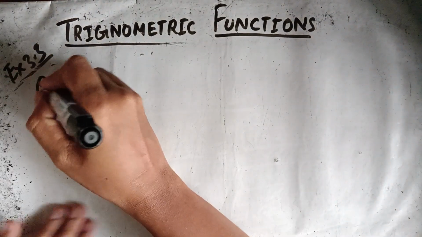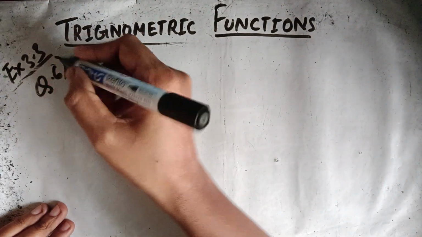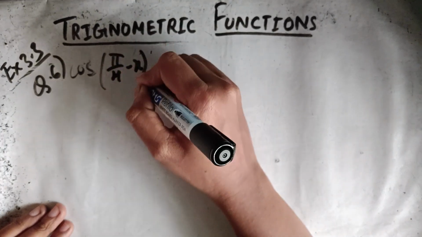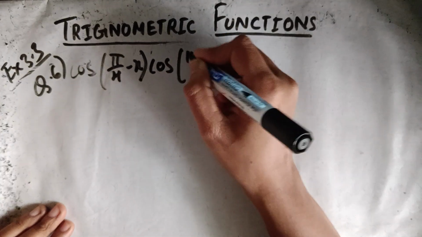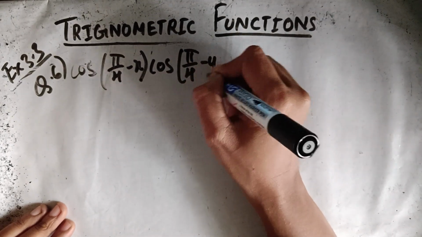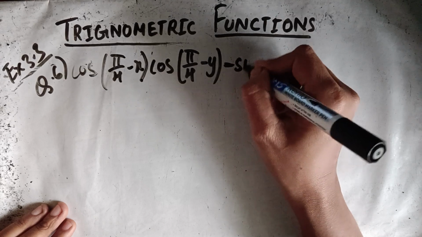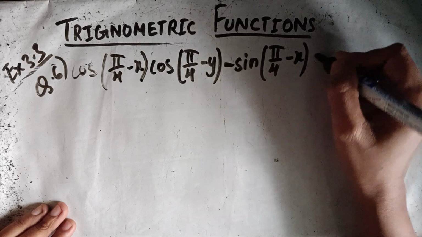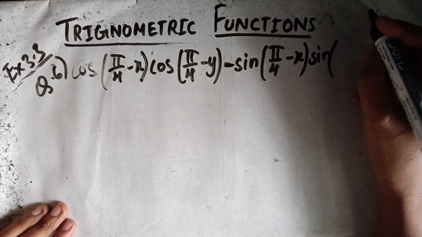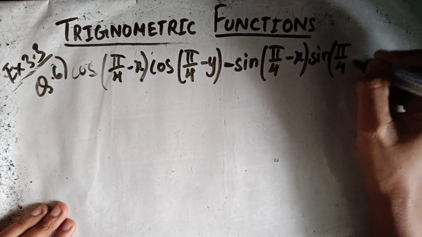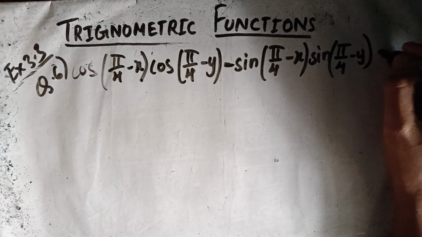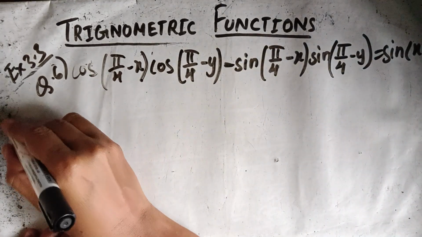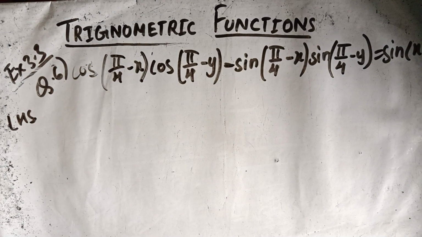Question 6. Cos pi by 4 minus x, cos pi by 4 minus y, minus sin pi by 4 minus x, sin pi by 4 minus y is equal to sin x plus y. So you have to prove this. So start with LHS.